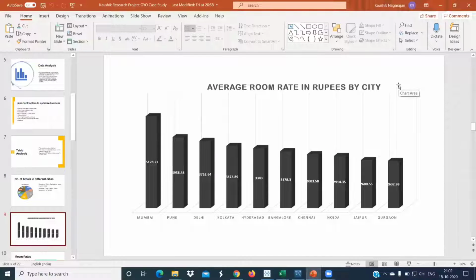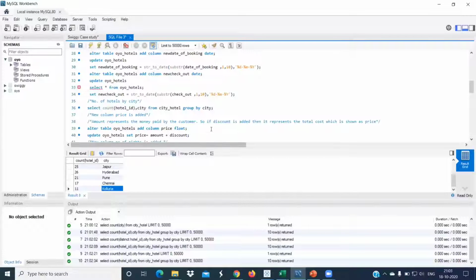Average room rate in rupees by city. So this was a bar graph which represents the average room rate in rupees by city. We can observe that Mumbai has the highest average room rate and Gurgaon has the least average room rate. So again, this was calculated using an SQL query here.